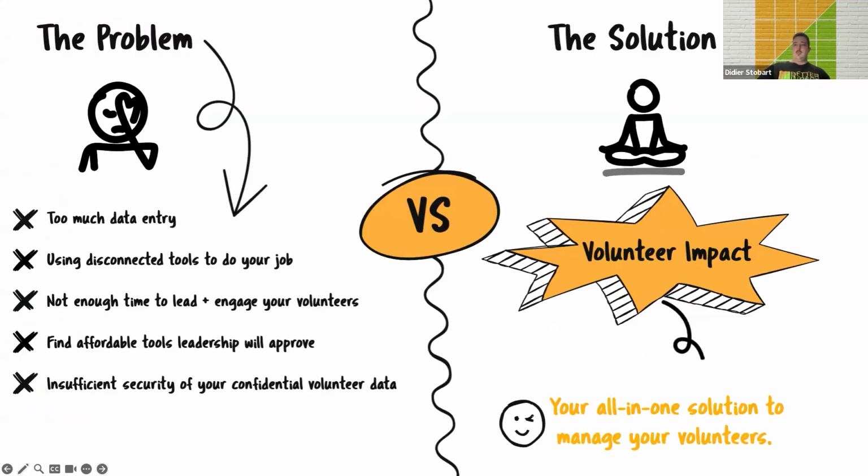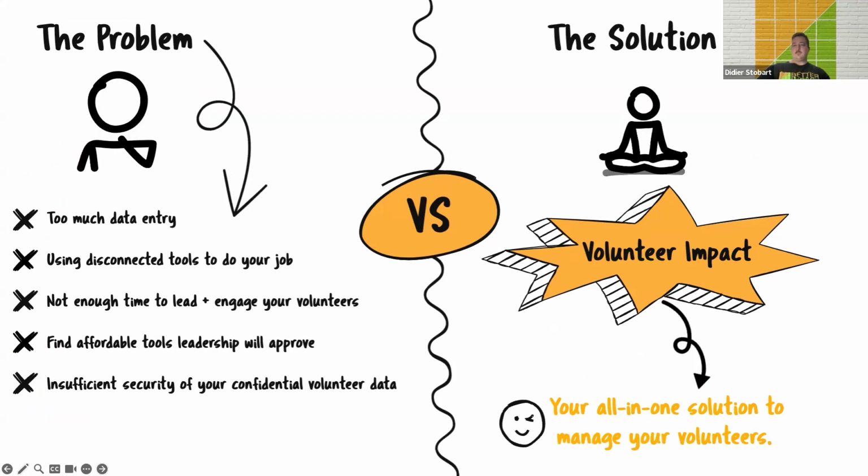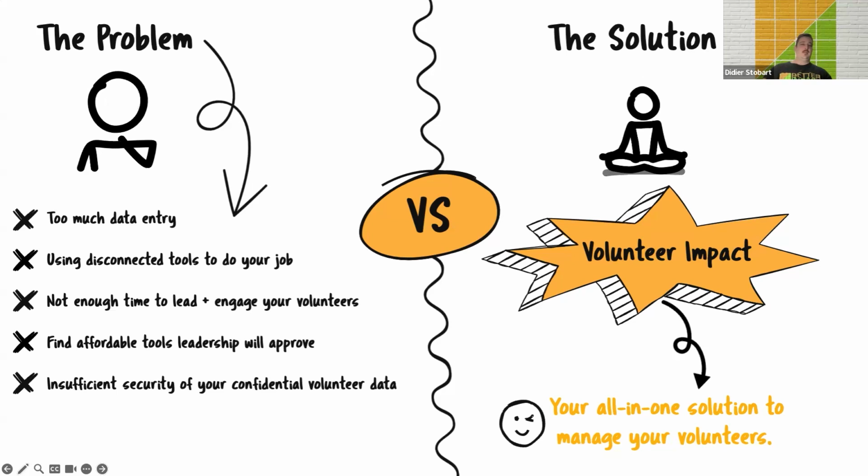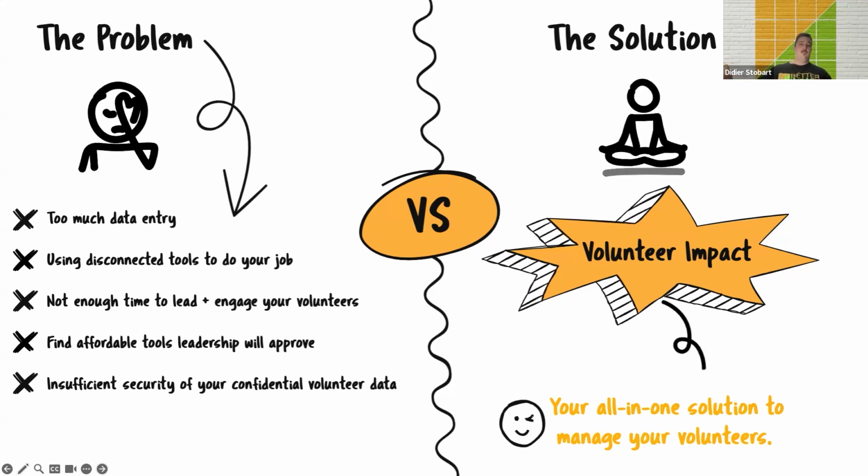So common problems: too much data entry. That can be using things like Excel, or things like Salesforce that's not really designed for volunteers and volunteer management. Using disconnected tools to do your job. As I said before, that could be using too many tools. You might be using 4 or 5 different pieces of software to essentially do the same thing. That can get really frustrating. I've definitely been there before in previous jobs.